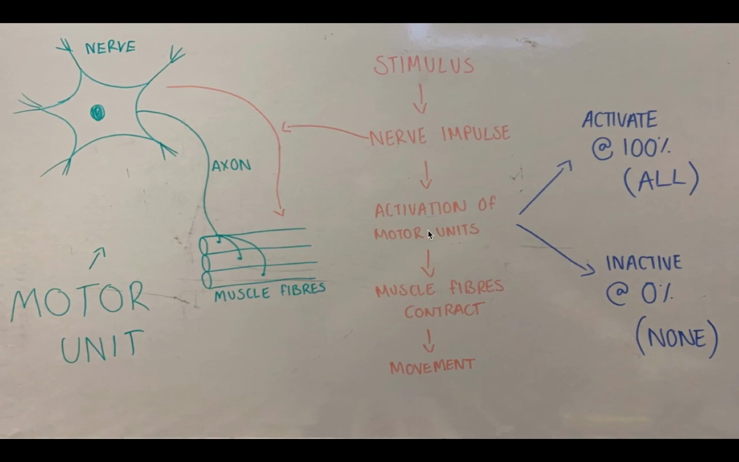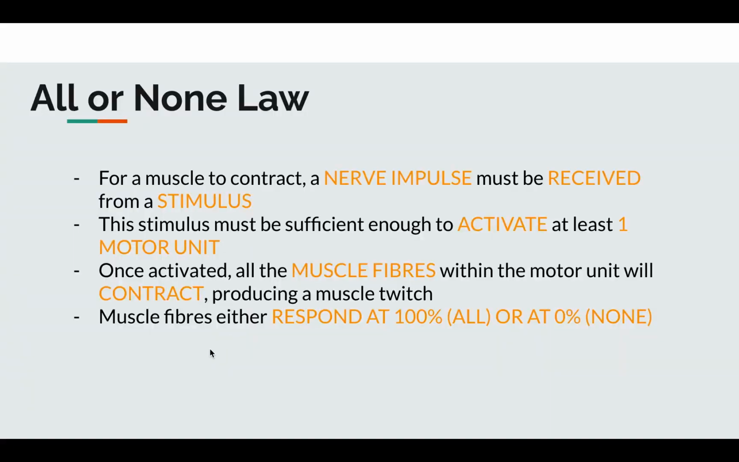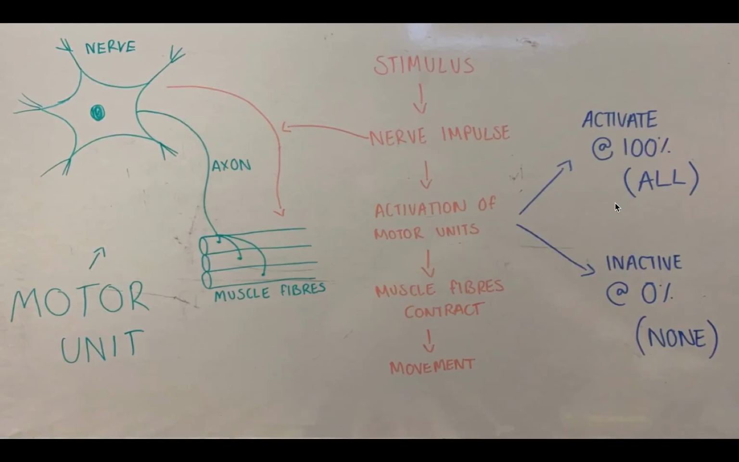Activation of motor units, as we've previously said, will respond at 100% or at 0%. There is no in between. If you receive a nerve impulse, the motor units that receive this nerve impulse, all of their muscle fibers, everything in that process will activate at 100%. They will give it their absolute all. Only the motor units that receive this nerve impulse activate at 100%. They don't activate at 50, they don't activate at 25, 10, 70, whatever it may be, it's 100%.